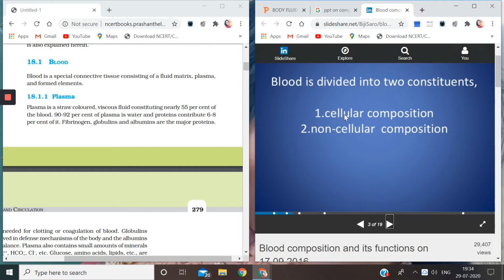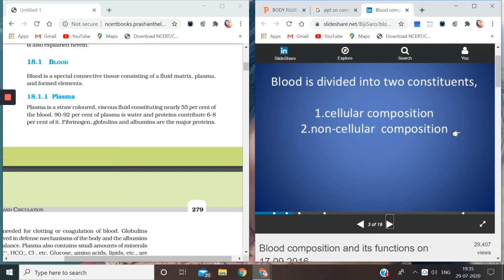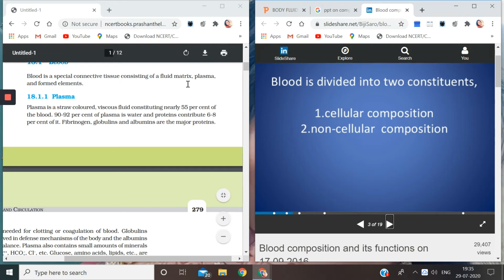Now, children, the cellular composition means the formed elements, which you call here formed elements. These are the cellular composition. Okay, and the plasma part of the blood here is the non-cellular composition. So whatever is written in your book, you can write down with a pencil that on top of plasma you can write non-cellular composition, and on top of formed elements you can write cellular composition. So these are the two combinations which form the blood.